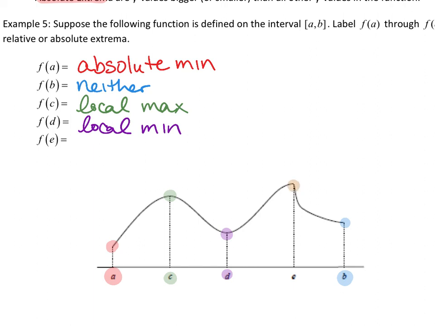And then E, absolute highest. So yeah, absolute maximum. So absolutes can be on ends. I know I kind of ran out of space there. But the locals, if they're on an end, they're neither.